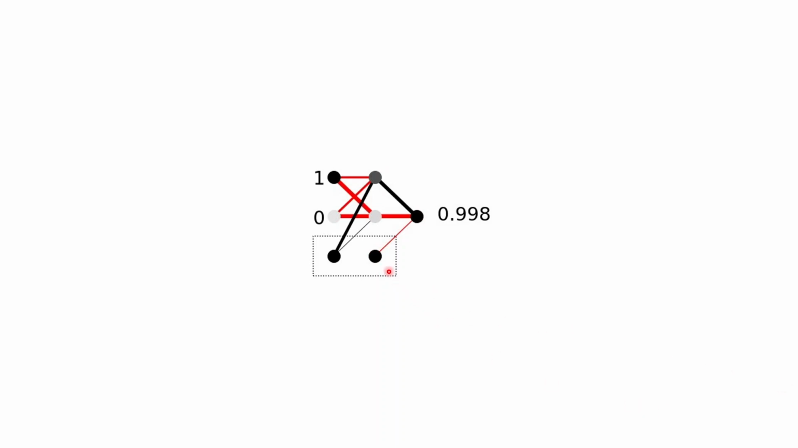If the value is close to 0, then it's a little bit white or light gray. And if it's 1, it's black. And this neuron, for instance, is between 0 and 1. So these are called nodes or neurons.